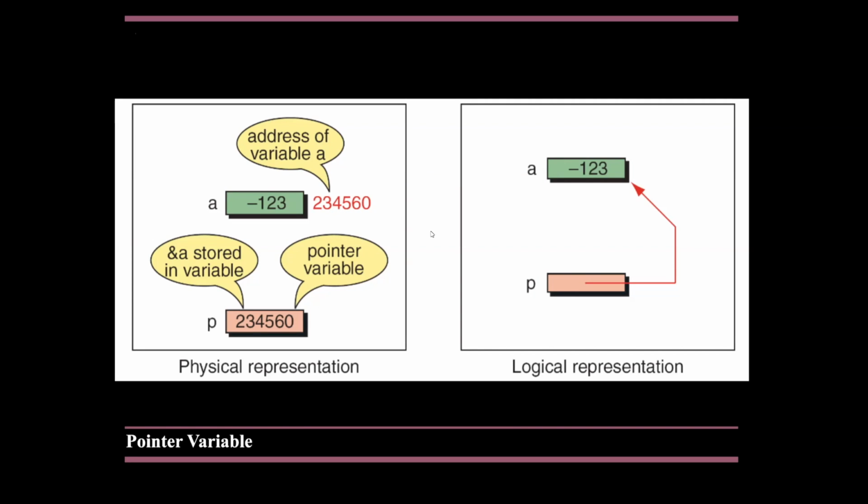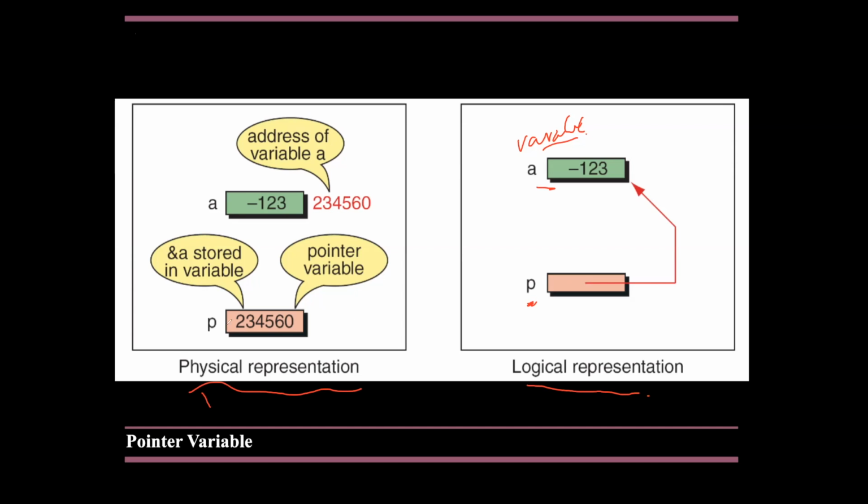This image shows both physical and logical representation of a pointer variable. On the left side here, we have physical representations. This is where data and pointer variables exist in memory. The logical representation here shows the relationship between the variable and the pointer without the physical details. So P, the pointer variable, points to the variable that exists in different locations here.